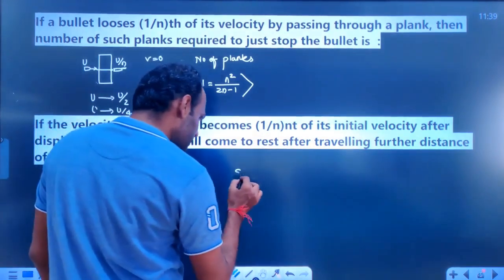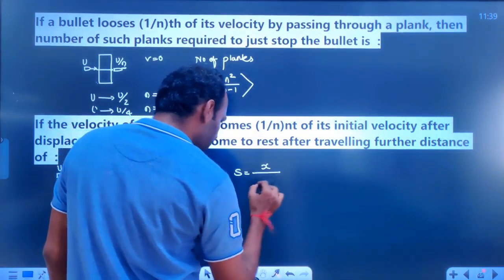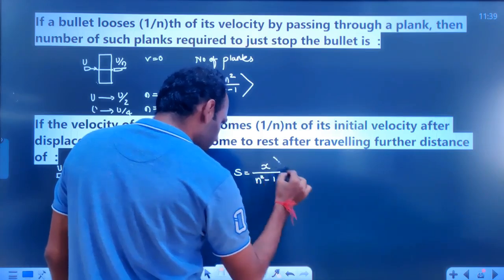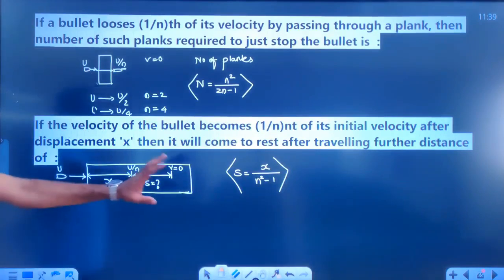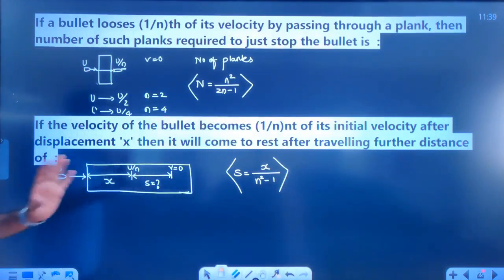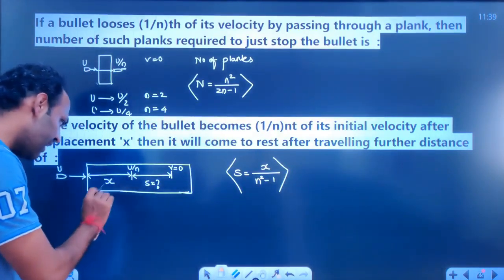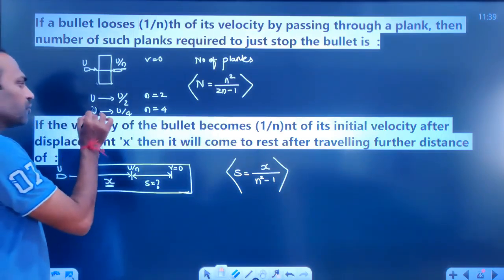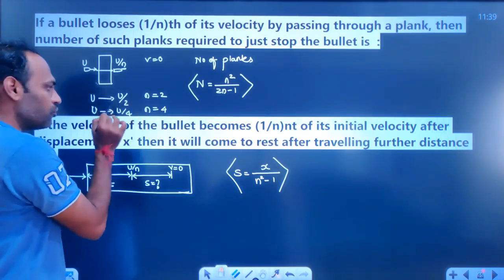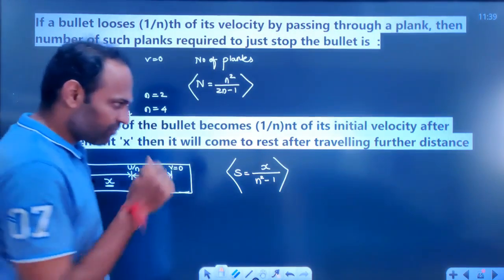The formula for that is s equal to x divided by n square minus 1. By using this formula, you can calculate the stopping distance. Right? x is the distance traveled for the velocity to become u by n. Here n is equal to 2 if u by 2, and n is equal to 4 if u by 4. Similarly, we have to take it like that.